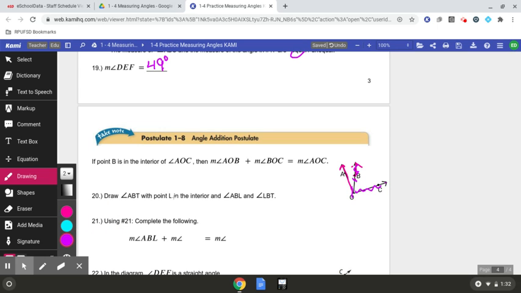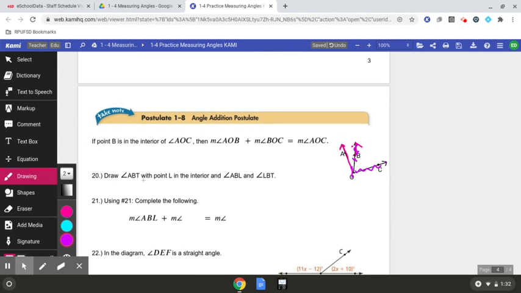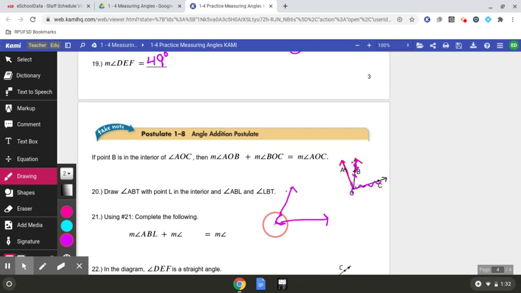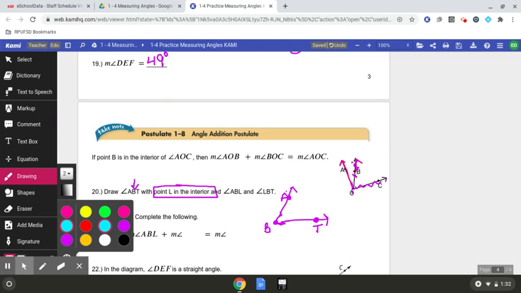Okay, so this is just saying here, draw me an angle ABT with point L in the interior. So I could sketch angle AB. So my vertex would be that middle point, right? So my vertex would be the B. That has to be the vertex. And then A could be up here. And we could say that T is down here. But they're also saying it has a point L in the interior, which would mean that we'd have to sketch a ray that goes through the middle with point L in it.